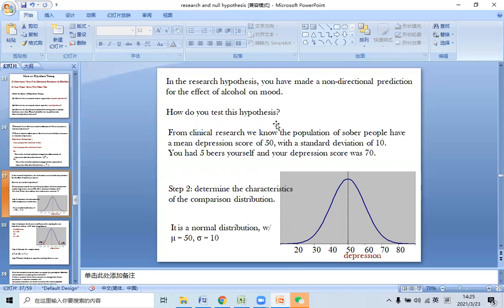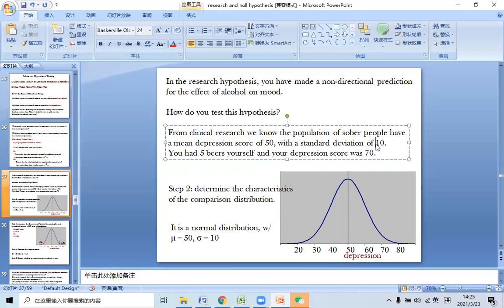Now it's time to show the data. From clinical research, we know that sober people have a mean depression score of 50, with a standard deviation of 10, and it's normally distributed. Normal distribution with a mean of 50. Standard deviation is 10. One standard deviation is 10 points.